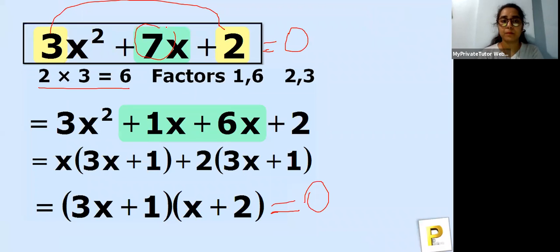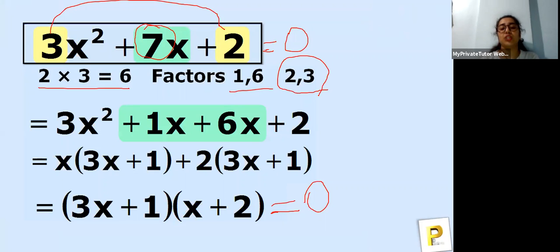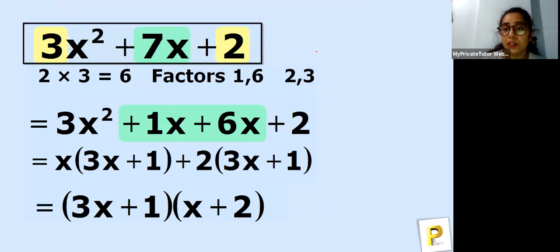Okay, so factors can be 1 and 6. So if you multiply 1 into 6, you get 6, and if you add 1 and 6, you get 7. That means yes, you can use it. But can you use 2 and 3? Okay, let's check. If you multiply 2 into 3, that is 6. Okay, what if you add 2 and 3? You get 5, and that is not your middle term. So these factors will not be considered for this equation.